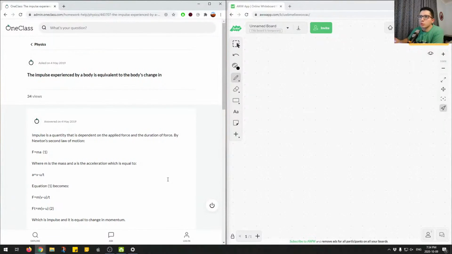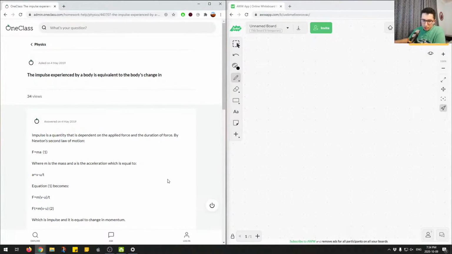Alright, let's get on to the next question. Alright, so this is a similar question to what we kind of answered. So the impulse experienced by a body is equivalent to the body's change in what?